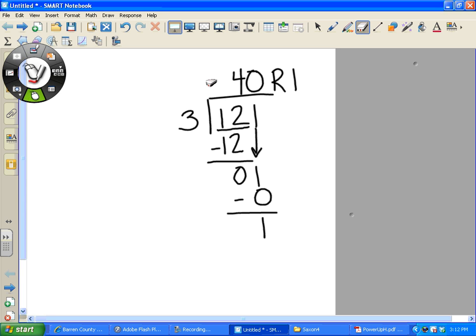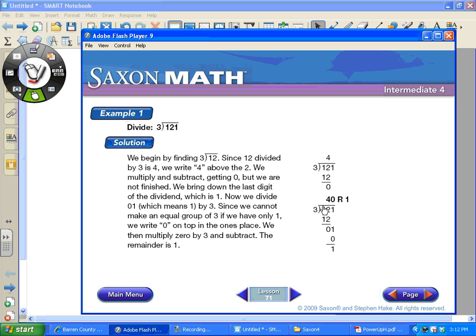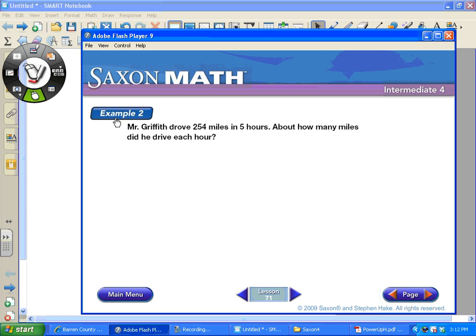Some of you have not been doing that correctly. And then if you scoot things over, the problem goes longer than what you're supposed to. So you see right here, 40 remainder of 1. Example 2, Mr. Griffith drove 254 miles in 5 hours. About how many miles did he drive each hour?